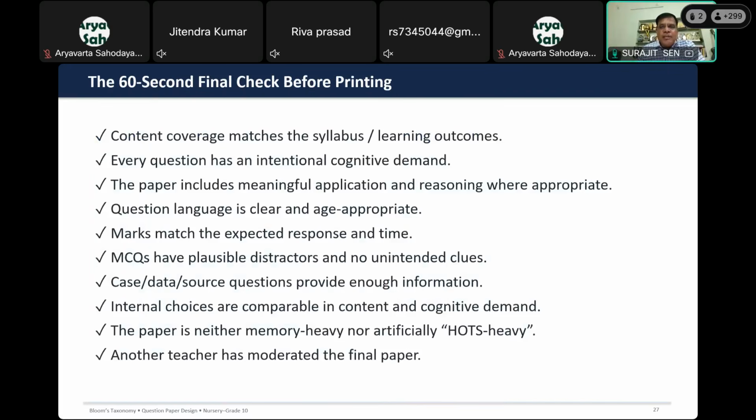Content coverage matches the syllabus or not, that you have to check, because don't go out of the syllabus. Otherwise, there will be hue and cry in the school. Every question should have an intentional cognitive demand. Yes. Question language is clear and age appropriate.